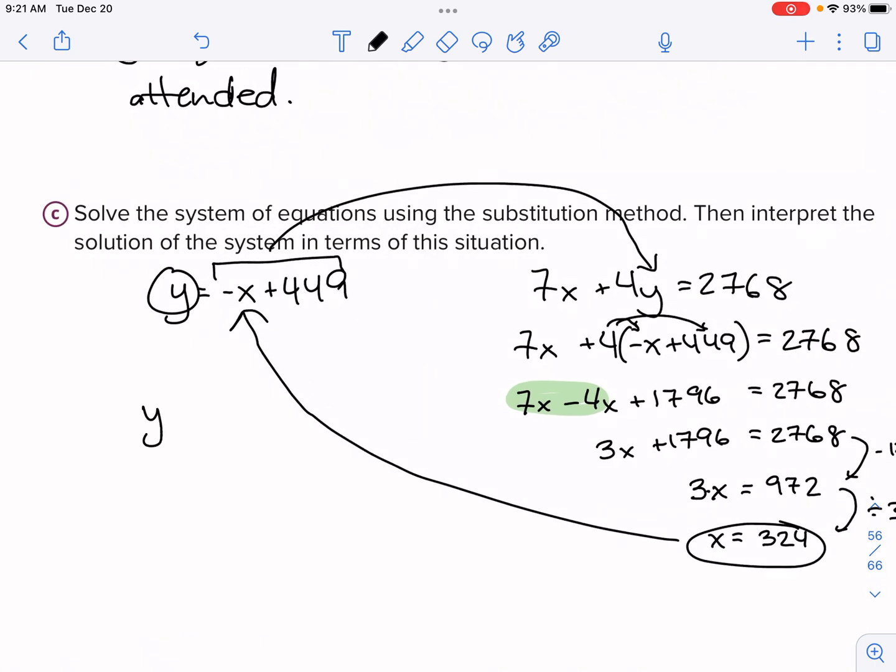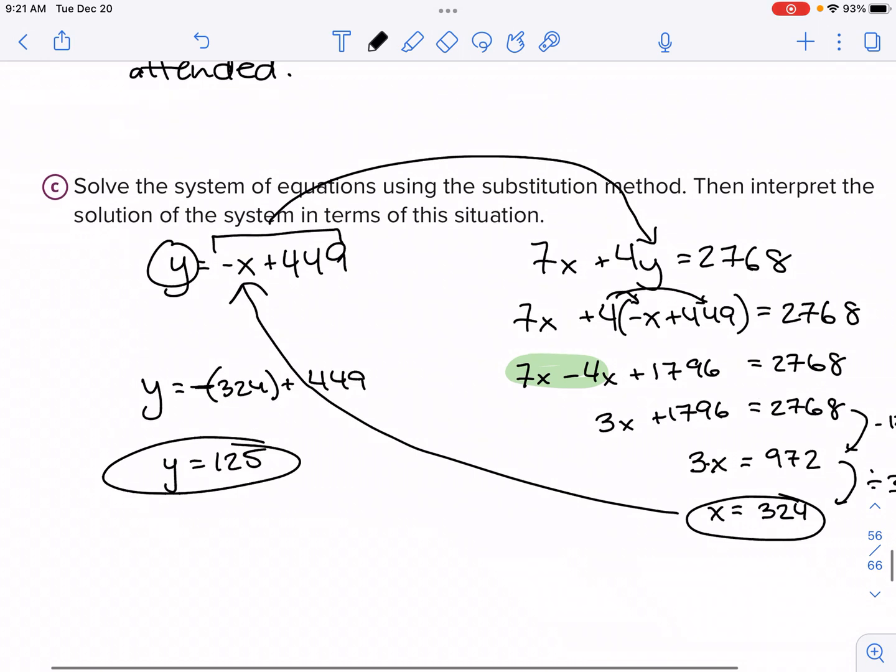So let's rewrite this. This will be y equal to negative, and then we have 324 plus 449. So that means that this whole thing is negative. They're different signs, so we have to subtract. If you subtract, you'll get y equal to 125. So our final answer as an ordered pair, x comma y, is 324 comma 125.